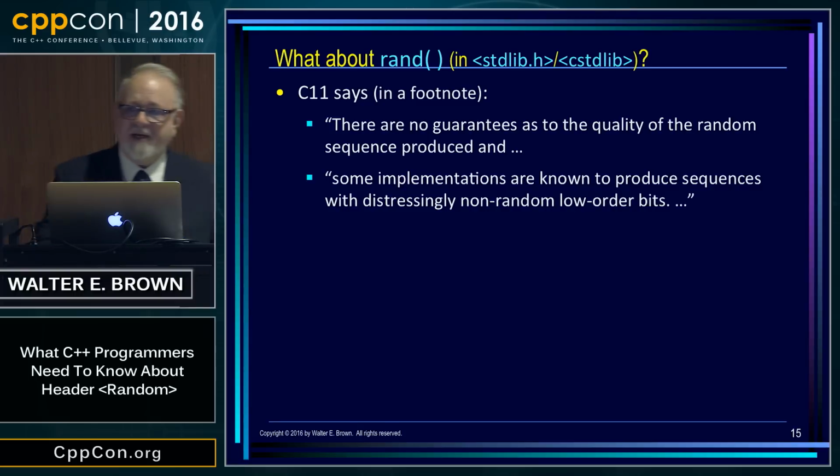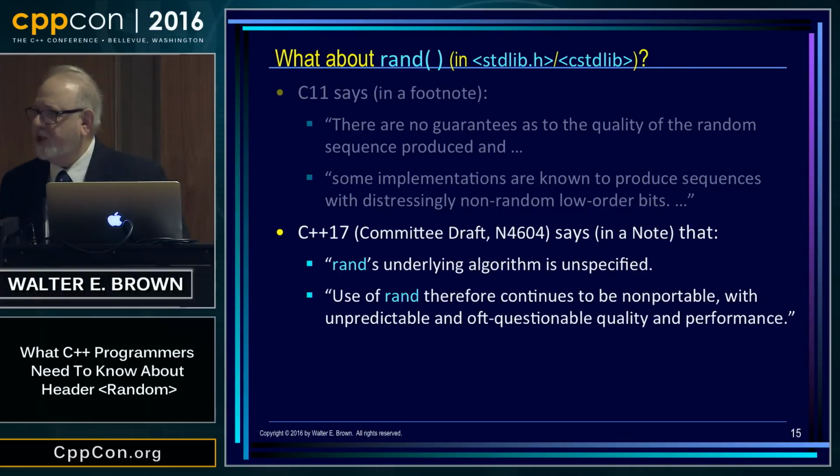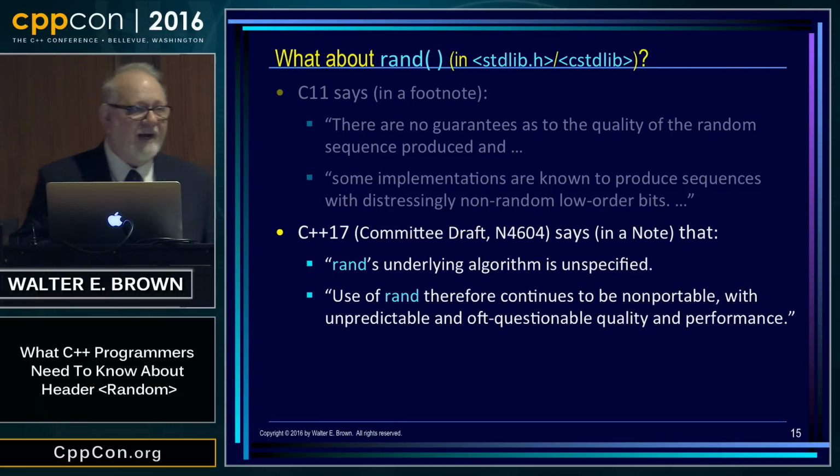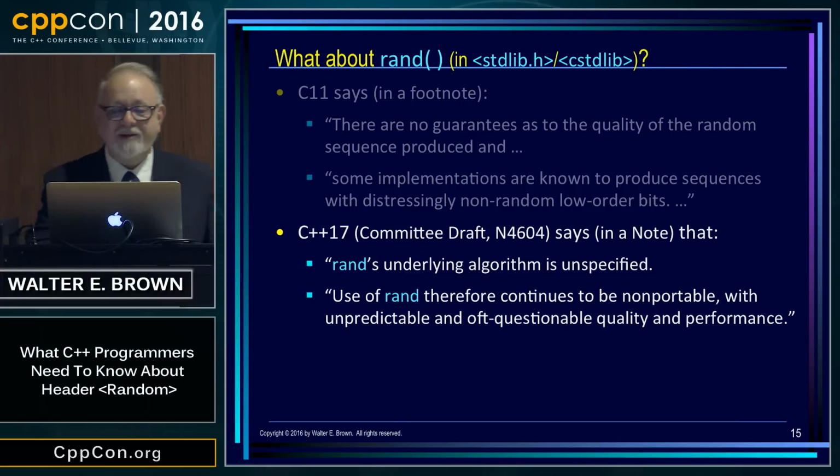The C++ standard, C++17 at least, says it, I think, a little bit more genteelly. The algorithm is unspecified, which of course means unportable, unpredictable quality and performance, and often questionable. I think that's a little gentler. But hey, it's a C function. They get to say whatever they want about it.